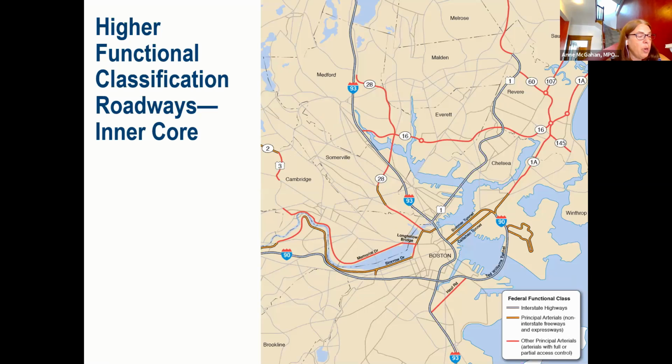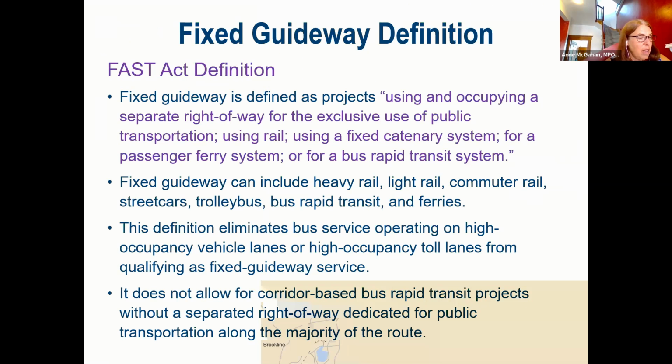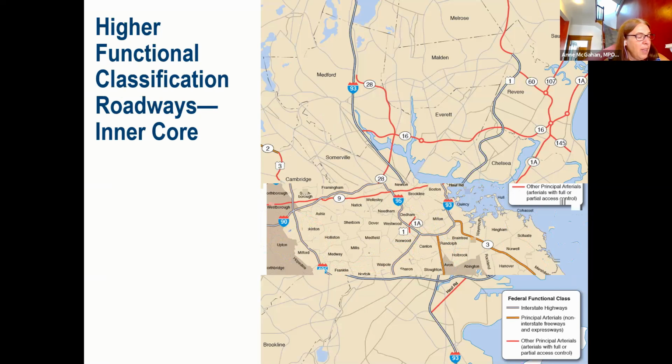For the roadway network, the next two slides show the interstate highways, principal arterial freeways and expressways, and all sections of the principal arterial other that have fully or partially controlled access that would be included in the major infrastructure program. The maps are also included in the memo. This first map shows the full region, and then this second map zooms into the inner core region.